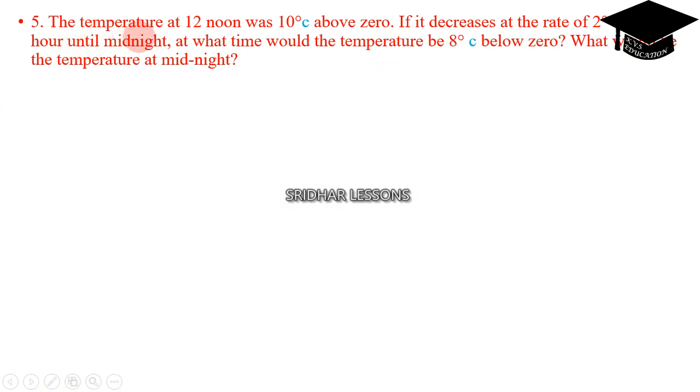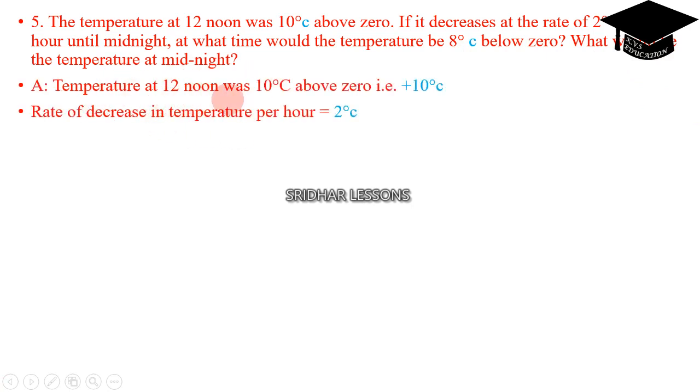Question number 5. The temperature at 12 noon was 10 degrees centigrade above 0. If it decreases at the rate of 2 degrees per hour until midnight, at what time would the temperature be 8 degrees below 0? And what would be the temperature at midnight?